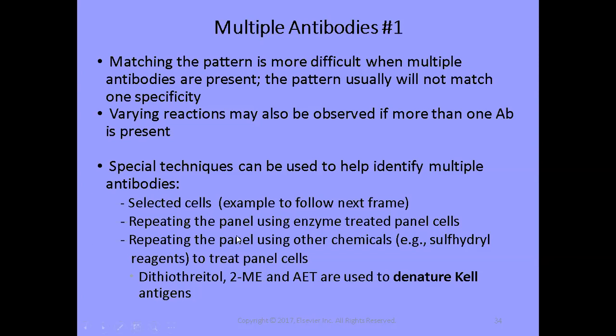We could also repeat the panel after treating the cells with other types of chemicals like sulfhydryl reagents that we talked about previously in lecture 9. And hopefully you remember sulfhydryl reagents will denature the Kell antigens: big K, little k, Kpa, Kpb, Jsa, Jsb. Some examples of sulfhydryl reagents include dithiothreitol, 2-ME, and AET. So this is just basically some other tools we have in our toolbox to try to eliminate reactions so that we can truly understand what's happening with our patient.